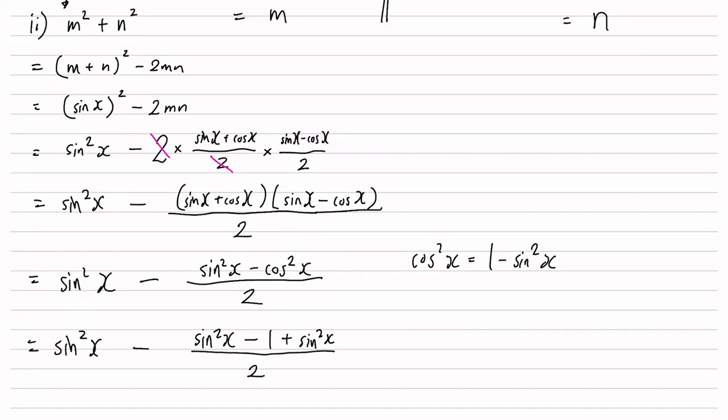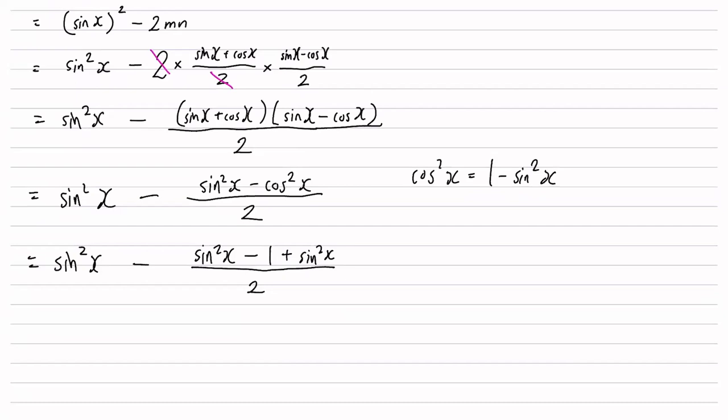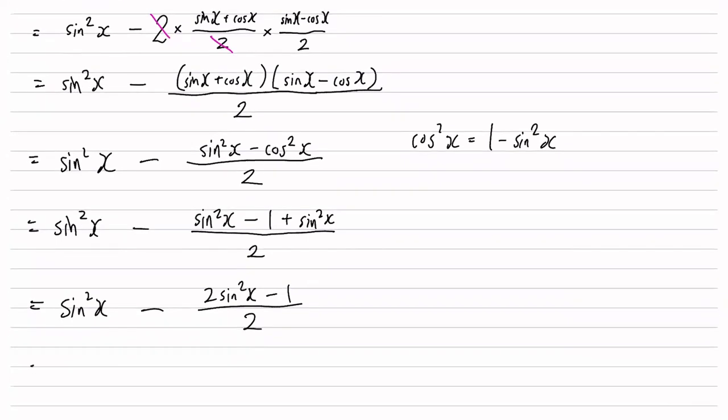Not too confusing. Okay, then what happens? You're left with 2 sine square minus 1, right? All over 2, and with a minus, and then there's a sine square. How to continue? You want the value, so this is not good enough.